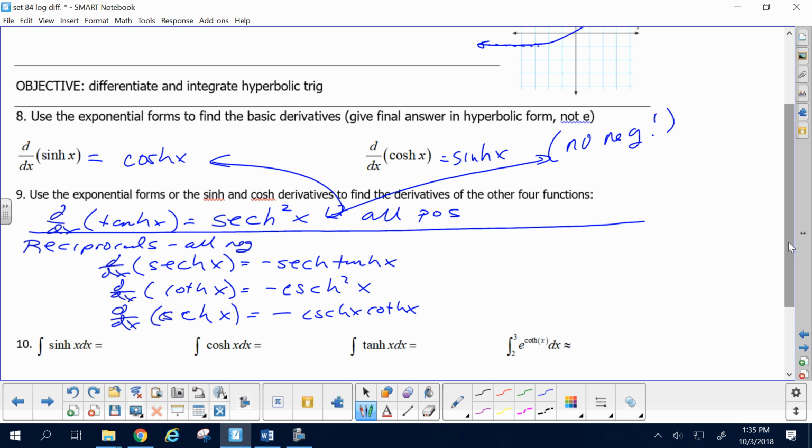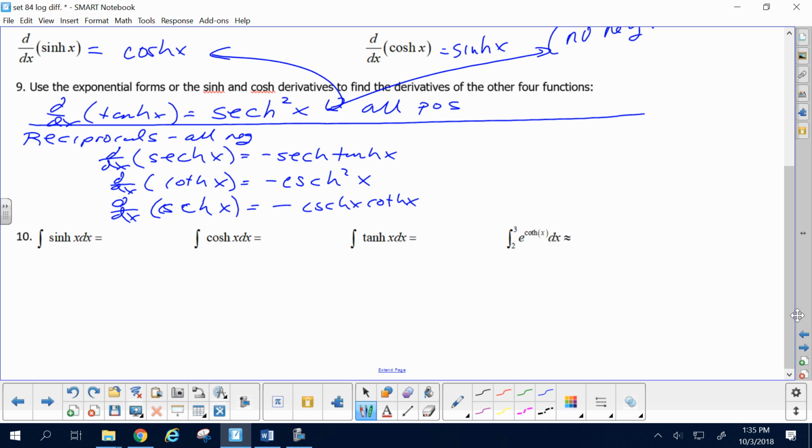Okay, the antiderivatives then. What's the antiderivative of sinh? Cosh plus c. What's the antiderivative of cosh? Sinh plus c. Tangent. How do you do that? That's a process, not just a fact. U sub, it's sinh over cosh. U sub it, and did you get something like the natural log of the absolute value of cosh plus c? Yeah? And then the last one.